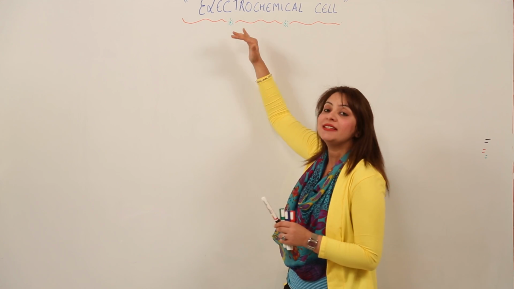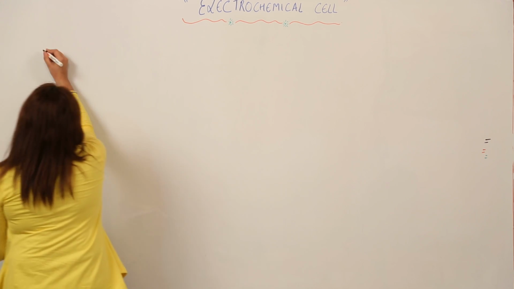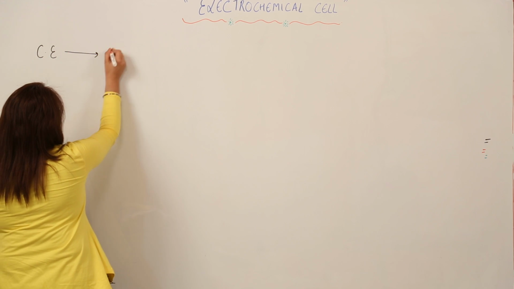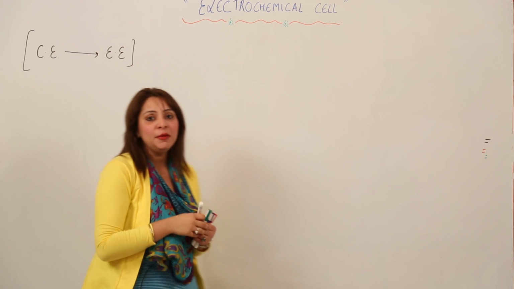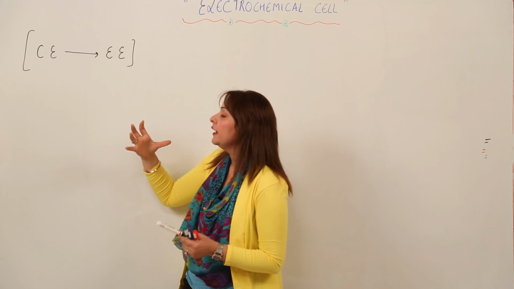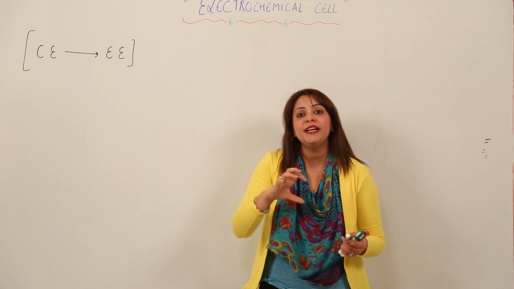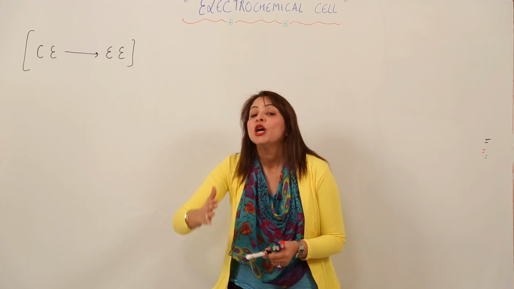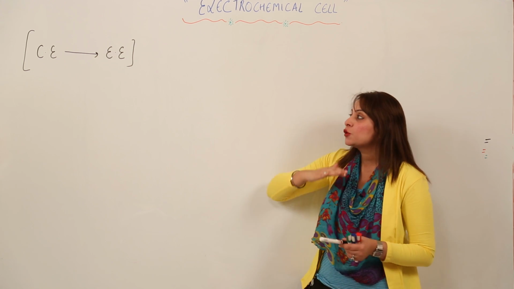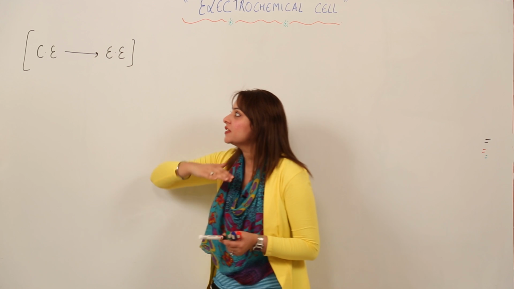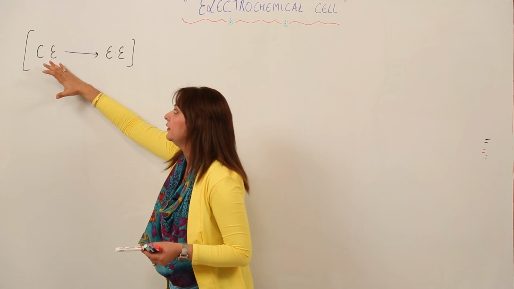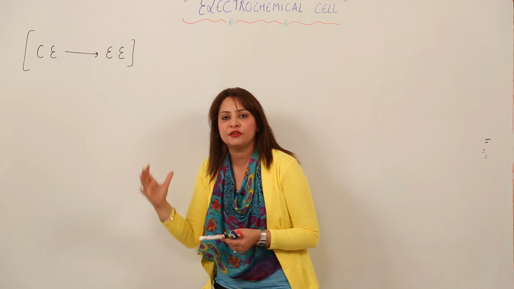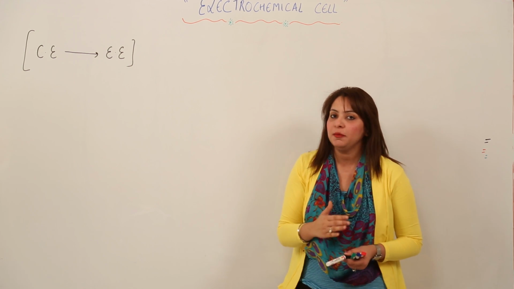It is actually a cell which converts chemical energy into electrical energy. That means chemical reactions occur in it, and that chemical reaction leads to the production of electric energy. In these cells, certain chemical reactions take place, so the chemical energy gets converted into electric energy. This is the electrochemical cell.